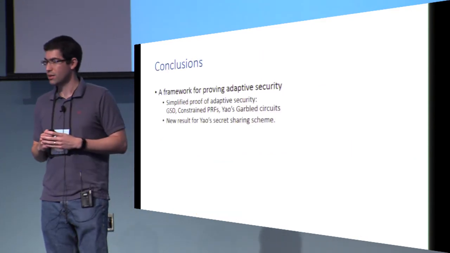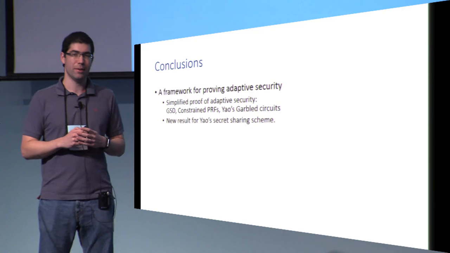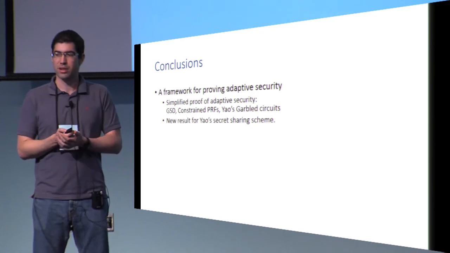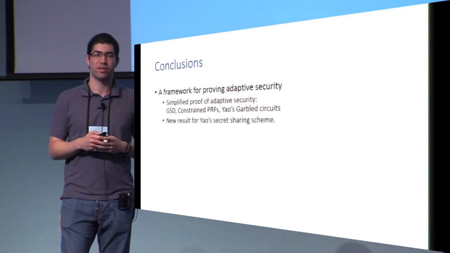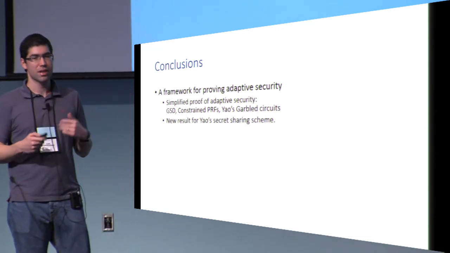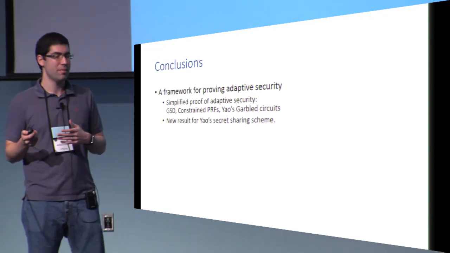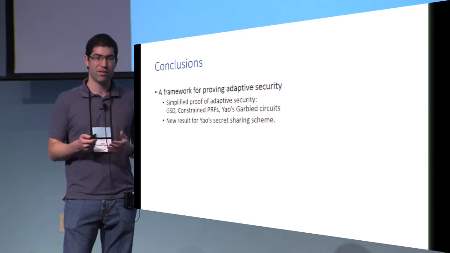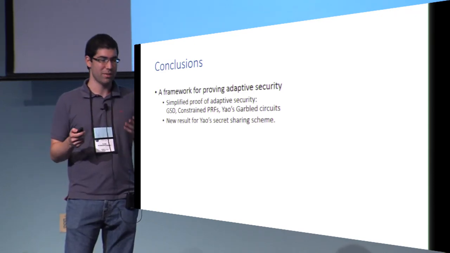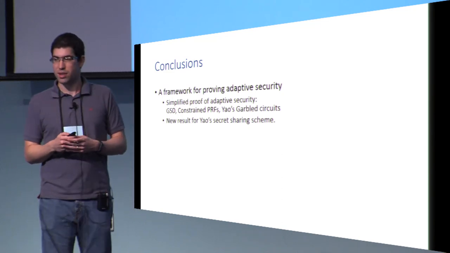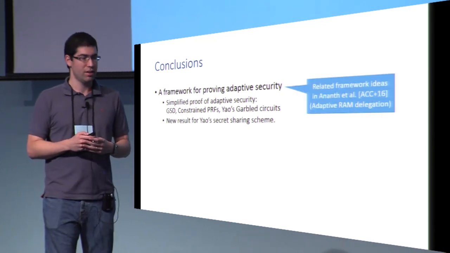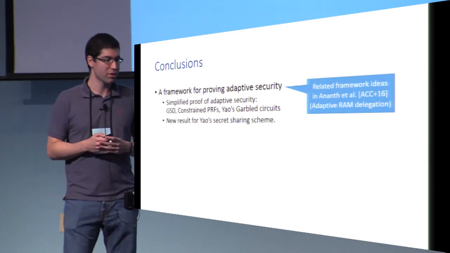So I'll conclude. What we have is a framework. What I showed you is a general framework for proving adaptive security of various protocols. Using our framework, we recovered many previous works and simplified their proof, some of them significantly. We have a new result for secret sharing that I described to you. There's a related framework in the work of Ananth et al.